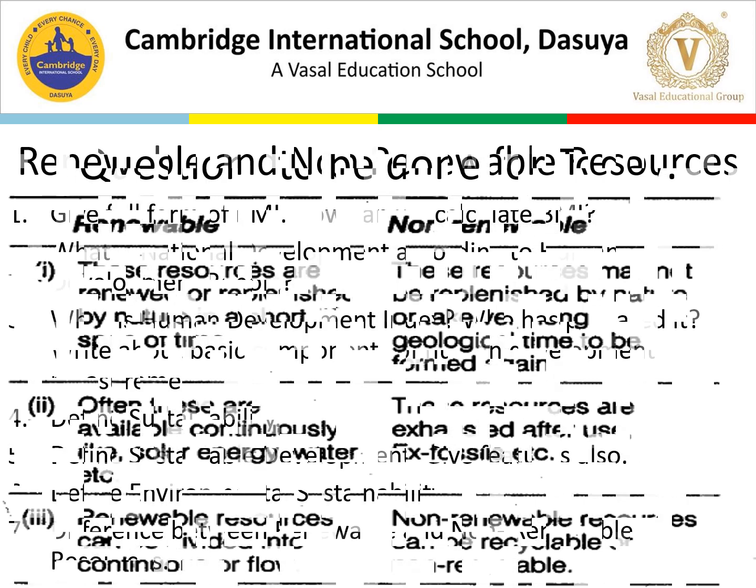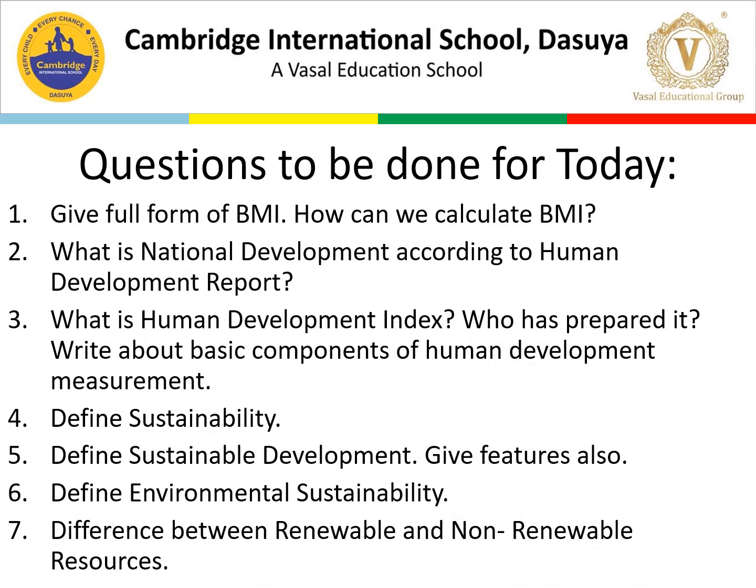Now in the end we have the questions to be done. The first question is, give the full form of BMI. How can we calculate it? Calculate BMI. You have to calculate that one. Then, what is national development according to the Human Development Report that I have discussed with you? You have to give the answer for this. Then, what is human development and who has prepared it? This we have already covered. Write about the basic components of human development. This you also have to talk about on page number 13, which I discussed as the last topic.